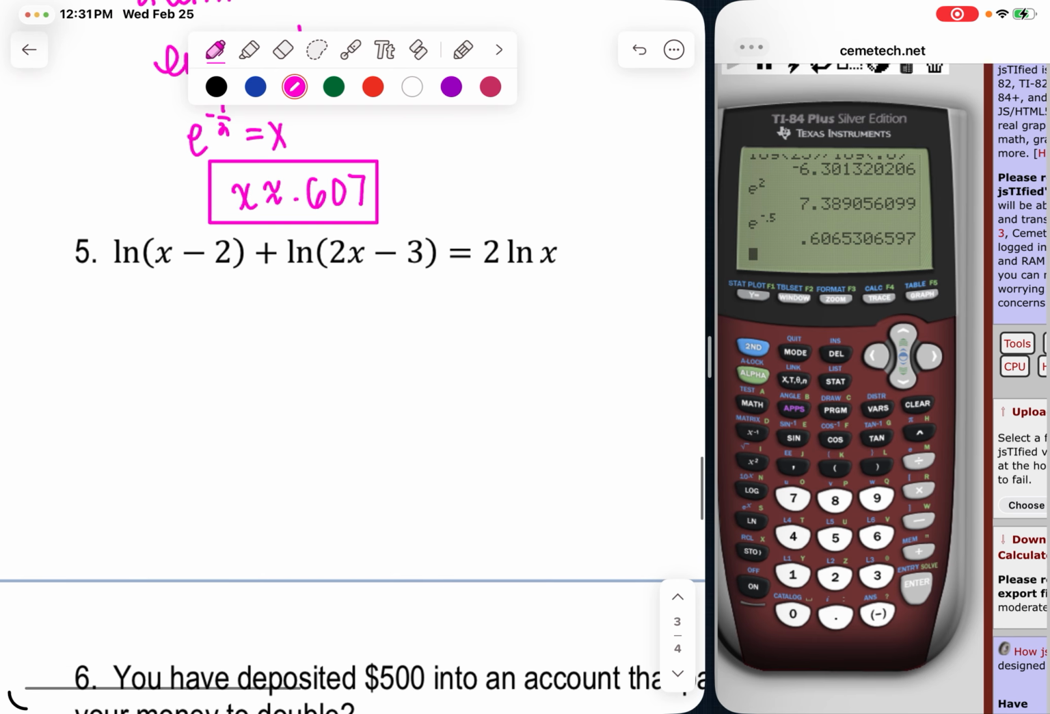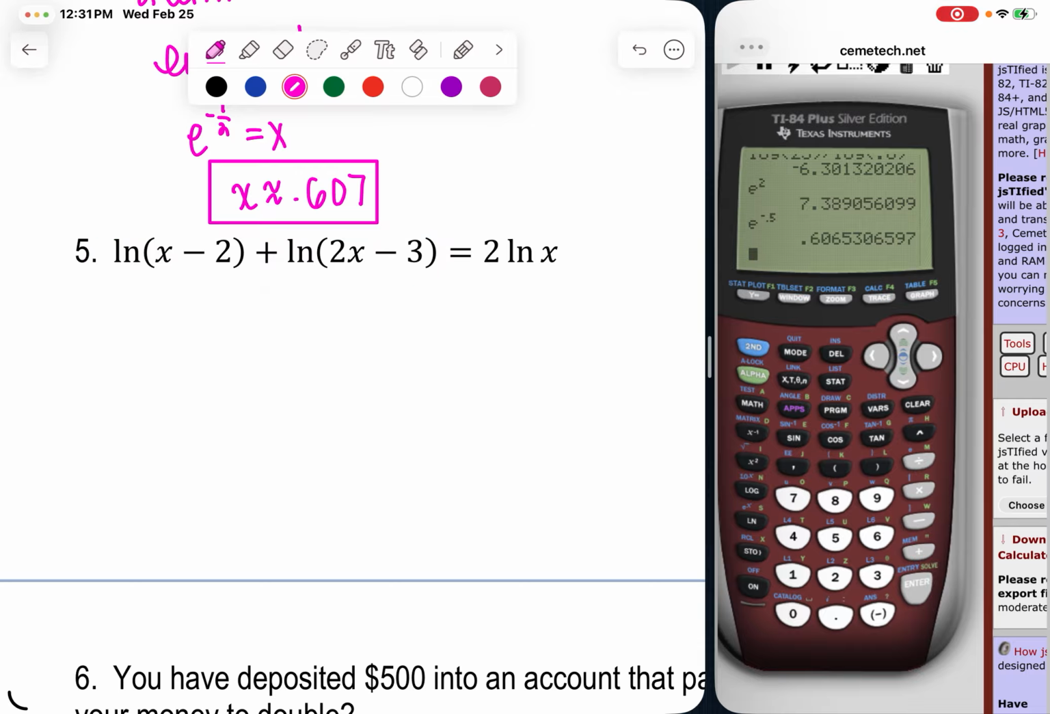All right, next one right here. So this is different from the other ones because this has 3 logs in it, right? But 3 logs shouldn't be a big deal because 2 of them are on one side. So these 2 right here, I really wish it was 1 log on this side because then I can just set the 2 logs equal to each other. And I know how to make 2 logs 1 log.